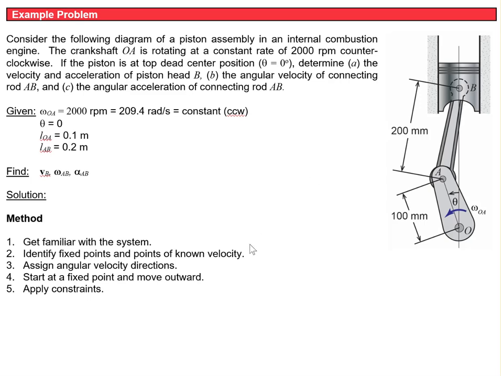Alright, so we're going to assign angular velocity directions, and we're going to start from a fixed point or a point of known velocity and move out from there. So here we would start at O, go to A, find the velocity at A. Then we go from A to B. We don't know the angular velocity of AB, but that's alright. We're going to apply the constraint that B only goes up and down to find that. And we'll follow a similar procedure for the acceleration.